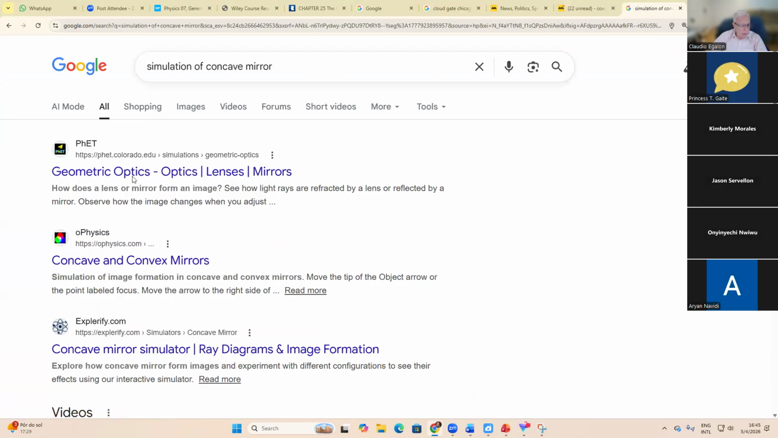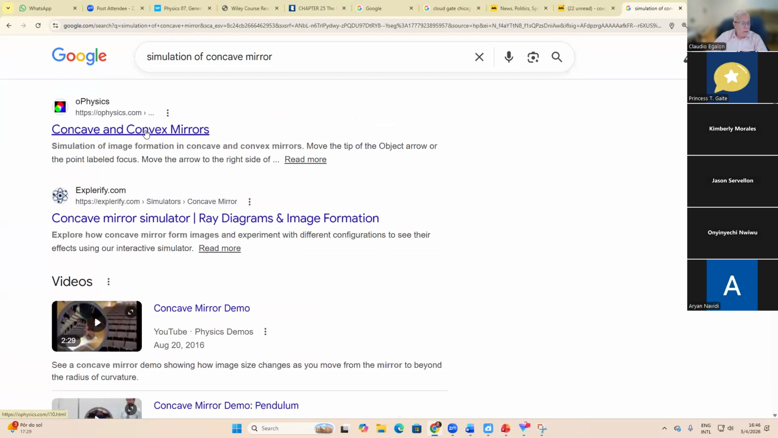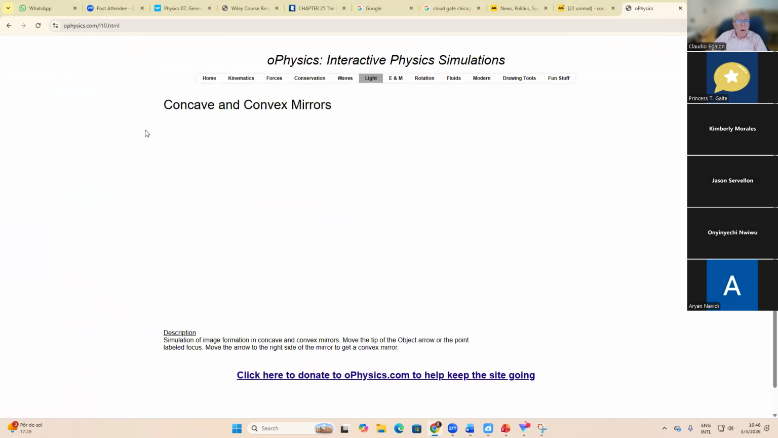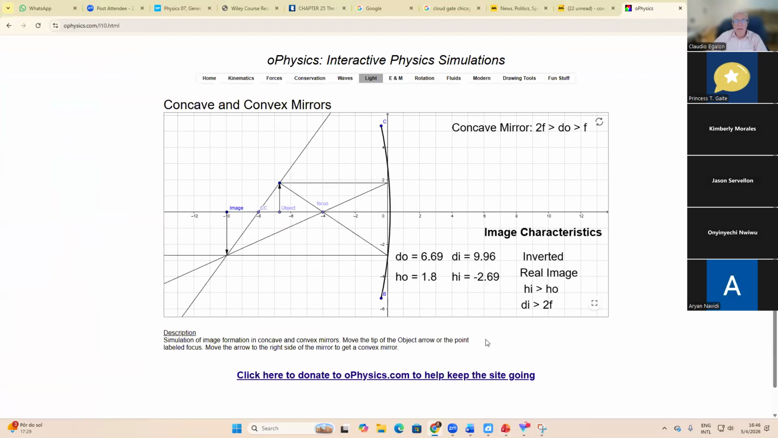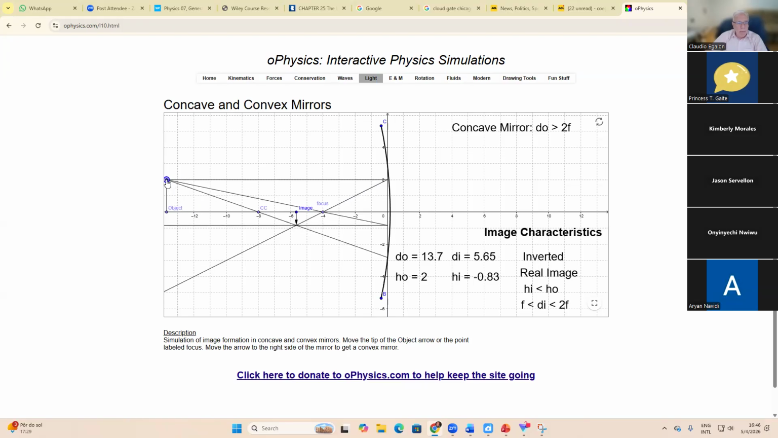Let's take a look. There is the PhET simulation. Let's take a look at this one here. Yeah, here you go. This one is a good one. Everything that I did is right in here. I start with the object very far away from the mirror, right? And here's the image upside down. I cannot move it, unfortunately.